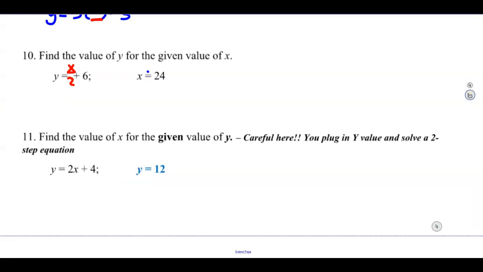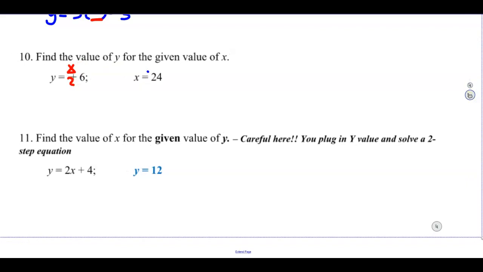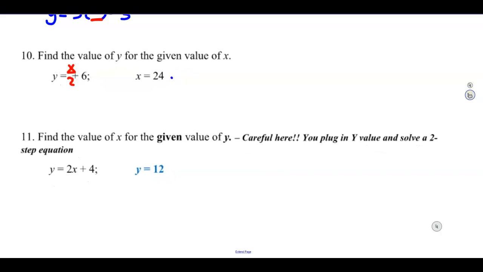It gives you the value for the x value. So what you're going to do then is you're going to plug the 24 into where the x is at. So it will be y equals whatever x is divided by 2, and then you add 6. So that's how you show your work. You write your work underneath here and you show it that way. And then you can use your calculator to find the answer.